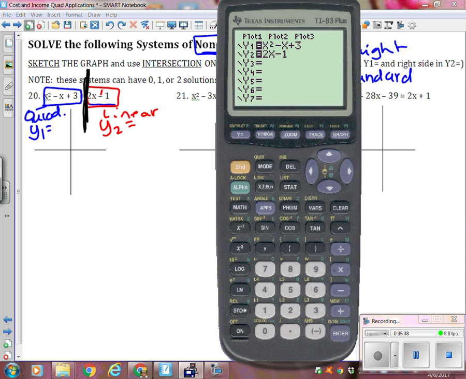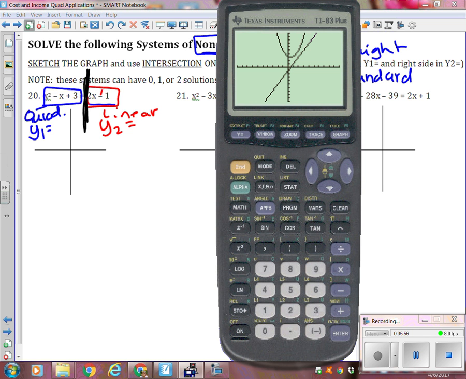Now, we said we do not need those window settings that we just used because we changed those like 0 to 50 and 0 to 625. We won't need those big numbers. Hit the zoom key and hit 6 and it will change it back to what we need. Okay.